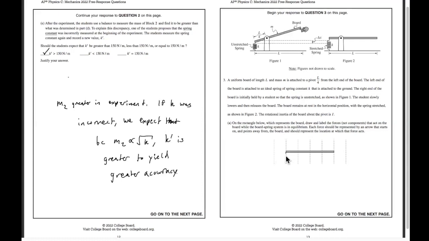So what we are going to have is a spring force. That spring force, of course, is going to act where the spring is located. So I'll put F sub S for the spring. And then in addition to that, we are going to have the gravitational force for the board. Now, gravitational force does not act at the pivot, it acts at the center of mass. This is a uniform board. So let's go ahead and draw the gravitational force.